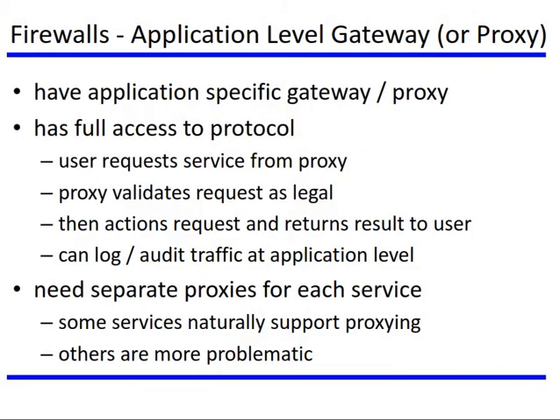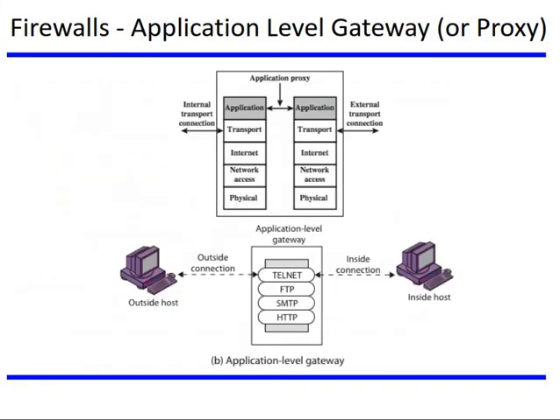So, the application level gateway is also called a proxy server and acts as a relay of application level traffic. In this picture, you can see we have two types of TCP connections. The user contacts the gateway using a TCP/IP application such as Telnet or FTP, and the gateway asks the user for the name of the remote host to be accessed. When the user responds and provides a valid user ID and authentication information, the gateway contacts the application on the remote host and relays the TCP segments containing the application data between the two endpoints.